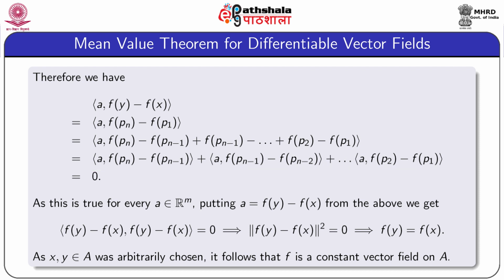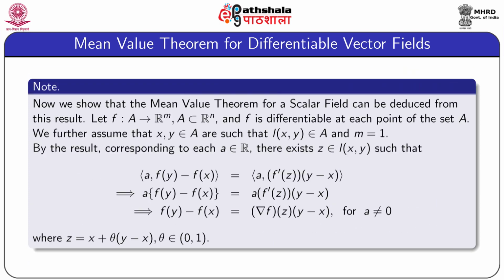As this is true for every a in Rm, we put a equal to fy minus fx, and from the above we get inner product of fy minus fx with itself is 0. That is, norm of fy minus fx squared equals 0. So, norm of fy minus fx equals 0. So, fy minus fx is the 0 vector, that is fy equals fx. Now, we recall that x and y were arbitrarily chosen elements from the set A, and as a result f is a constant vector field on the set A.